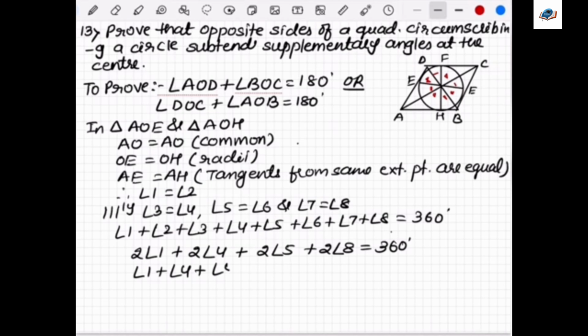So here I am writing again this step. I am taking 2 times angle 1. Angle 3 and 4, I am taking 4. 2 times for 5 and 6. And for 7 and 8, I am taking 8, 2 times, equal to 360. Now I am taking 2 common from all and directly divide.